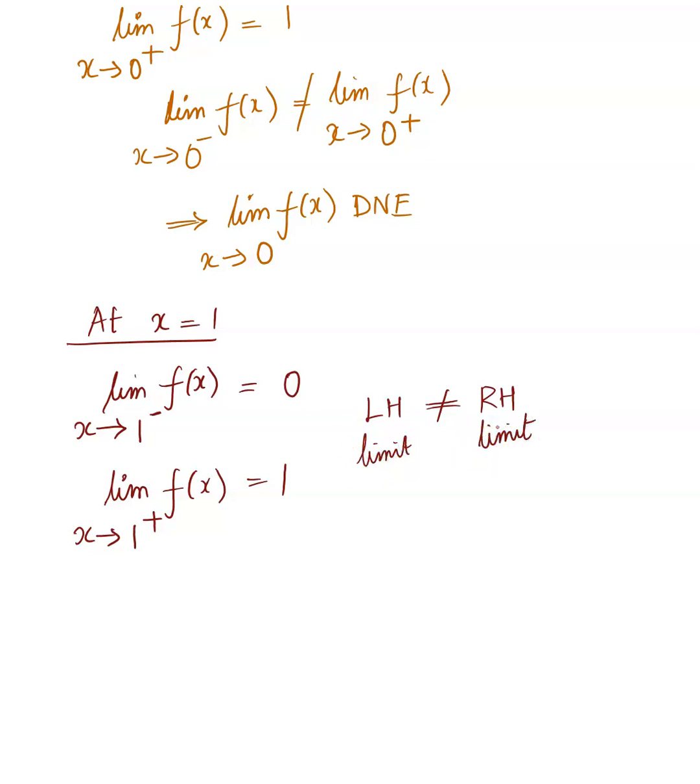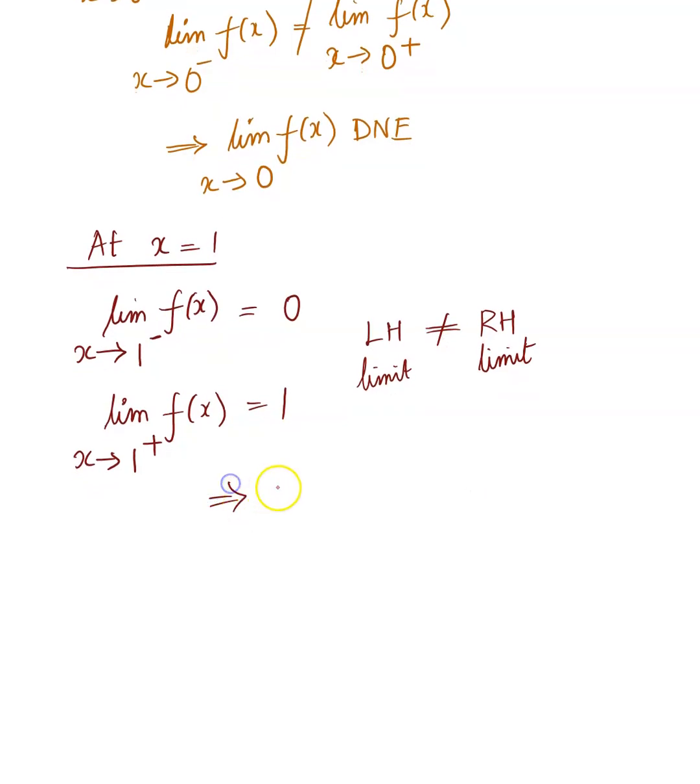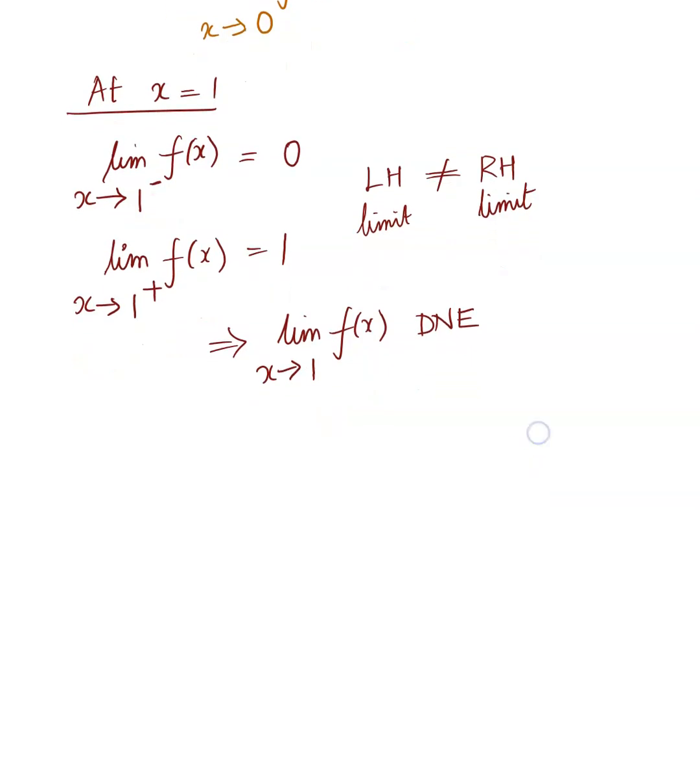Or the left side limit is not the same. So this implies that limit f of x as x approaches 1 does not exist. They have to be equal, even though they went to nice values individually. The function does not have a limit as x approaches 1.